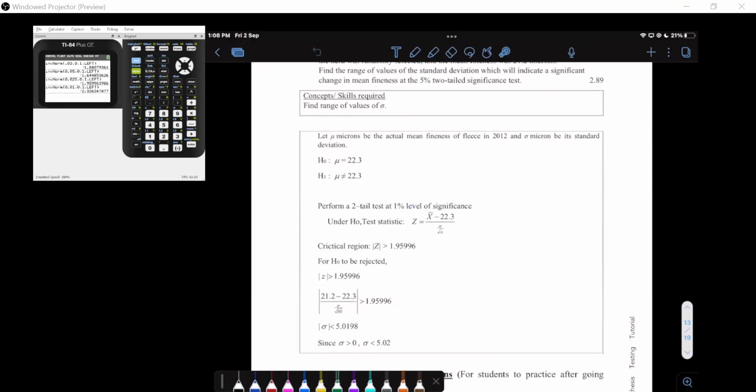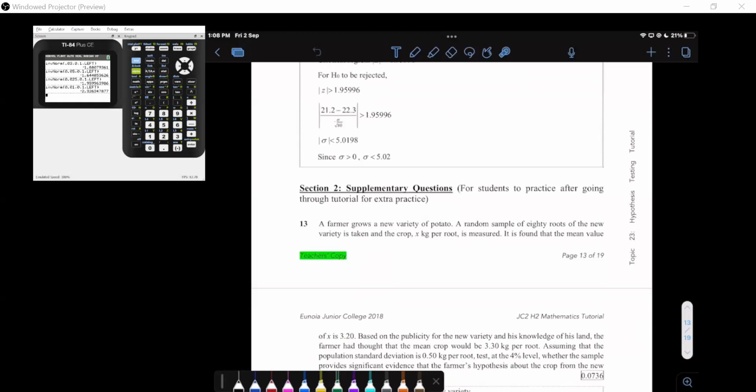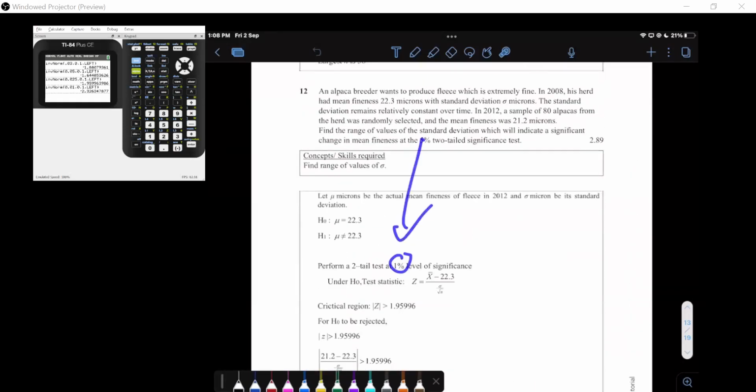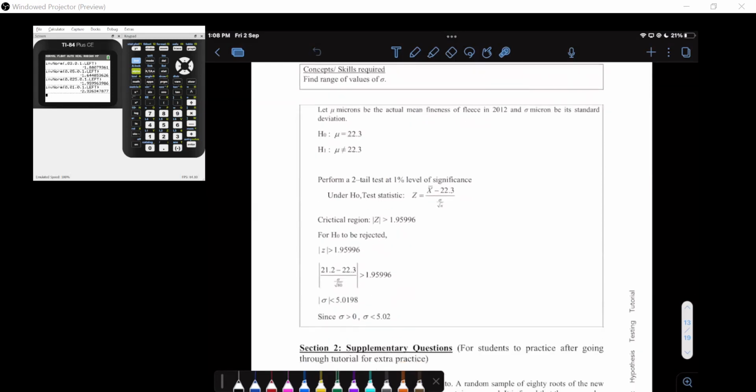Oh, you're right. The answer key is wrong. It can't be 1%. You have to follow this guy, 5%. Okay, so the answer key is wrong. That's problematic.